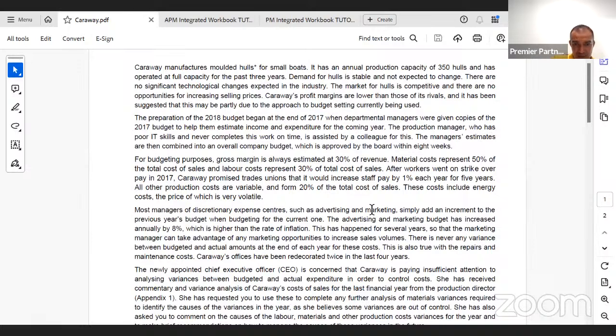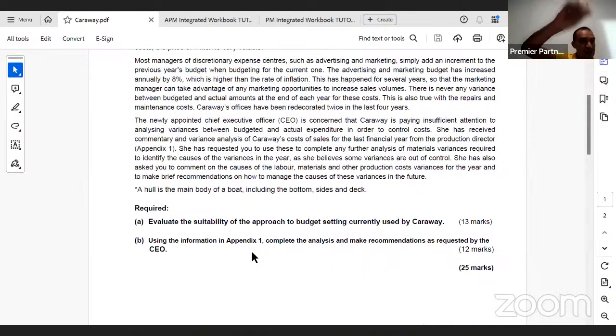So most managers of discretionary expenditure centers, such as advertising, marketing, simply add an increment to the previous year's budget when they budget for the current one. That is what explains to us. Currently, they are using what? Incremental budgeting. For this question, your answer should start by saying, currently, Caraway is using incremental budgeting. You immediately get 1 mark. Remember that. You need to explain what kind of budgeting they're doing now. They didn't tell that. So 13 marks, we have to capture a lot.